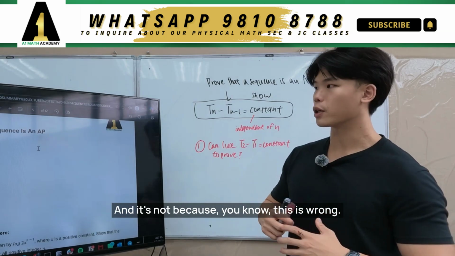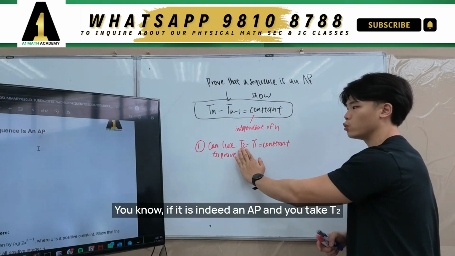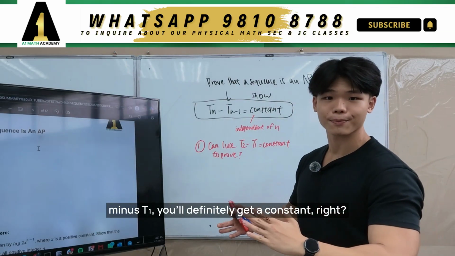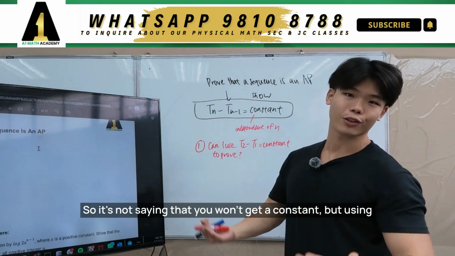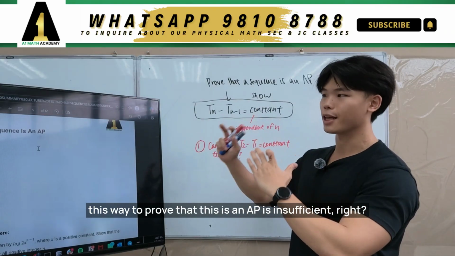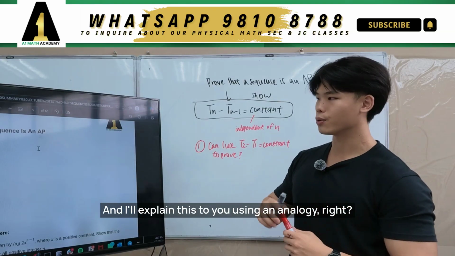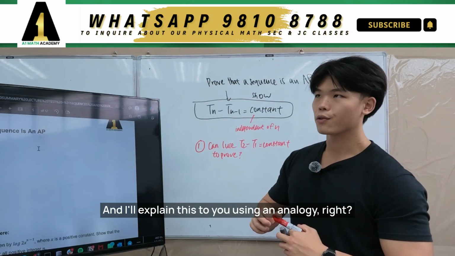And it's not because this is wrong. If it is indeed an AP and you take T2 minus T1, you'll definitely get a constant. So it's not saying that you won't get a constant. But using this way to prove that this is an AP is insufficient, right? And I'll explain this to you using an analogy.